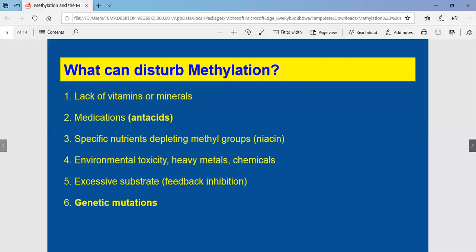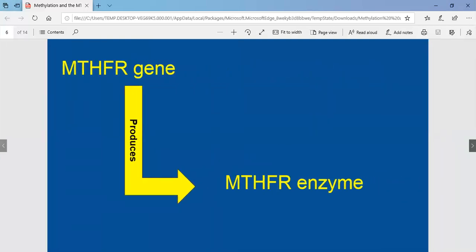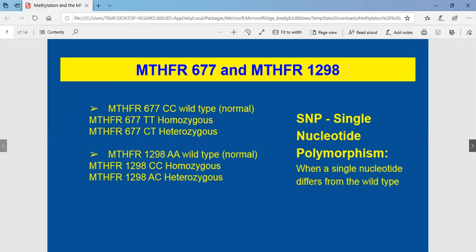It will not be good. And also, if you have a genetic mutation, there are things that can affect it naturally. You can have low methylation even though you don't have a genetic mutation. But if you have the MTHFR gene with the SNP, meaning a mutation, that DNA will produce less of the MTHFR enzyme. And if you have less of the MTHFR enzyme, your methylation will be compromised if you have the genetic mutation.